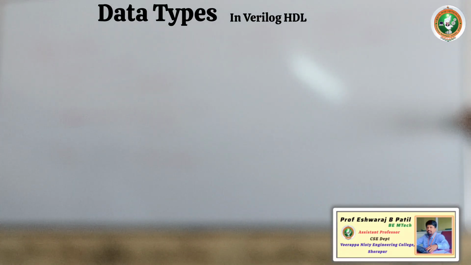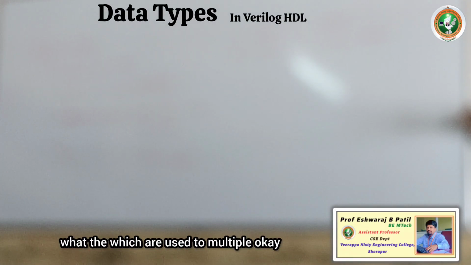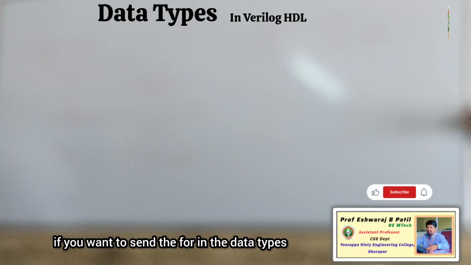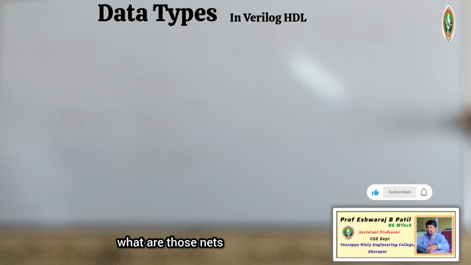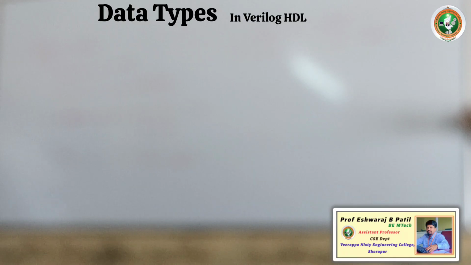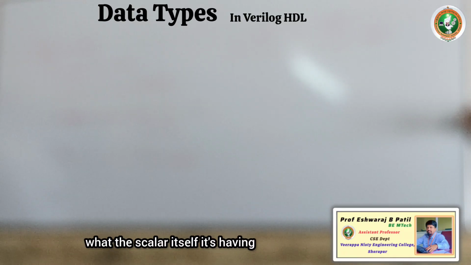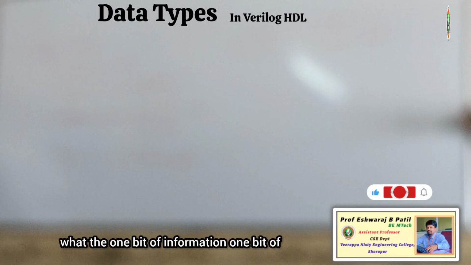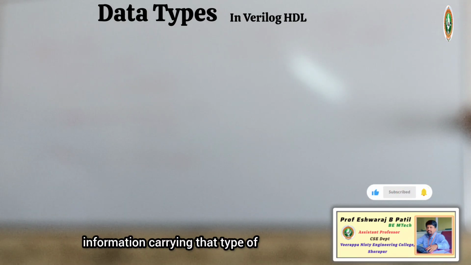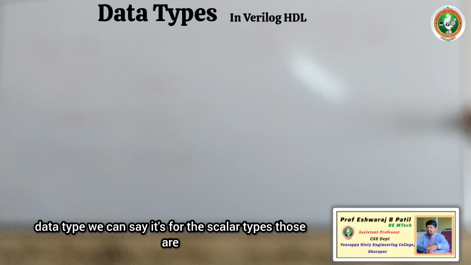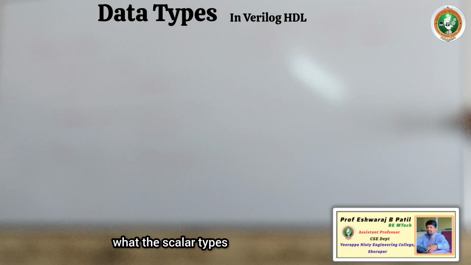Okay, vectors are used for multiple bits. The data types are nets and registers. If you are not declaring any values for them, the default is scalar itself. It has 1 bit of information. A data type carrying 1 bit of information, we can say, is a scalar type.